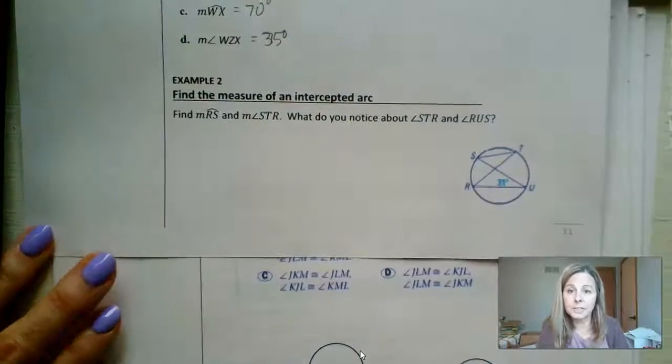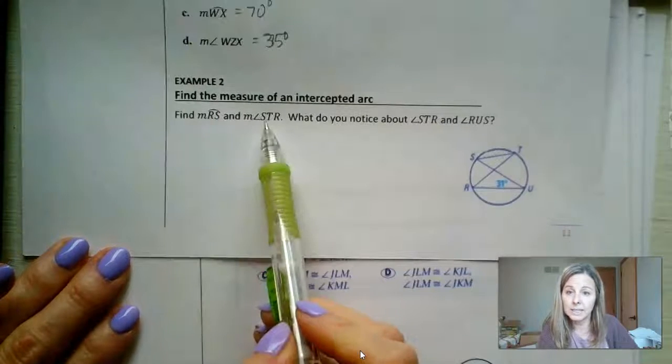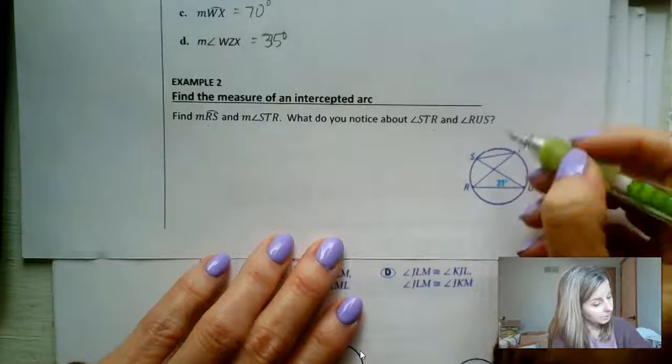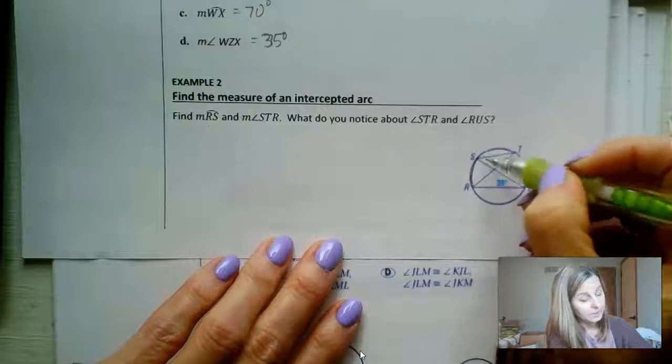Find the measure of an intercepted arc. So find the measure of arc RS and the measure of angle STR. What do you notice about these angles? Okay, so let's start with the measure of arc RS. So let me outline RS.